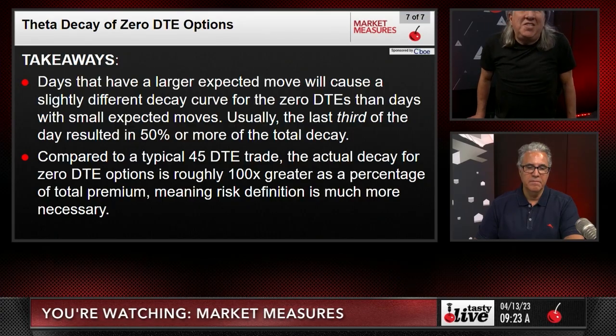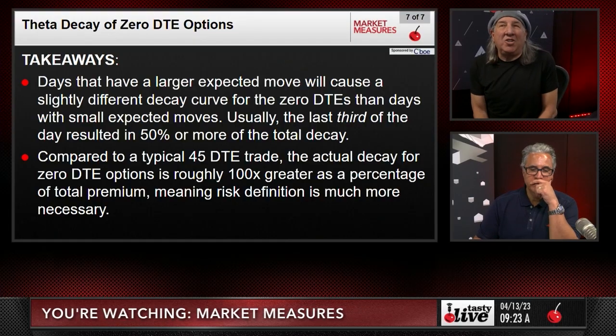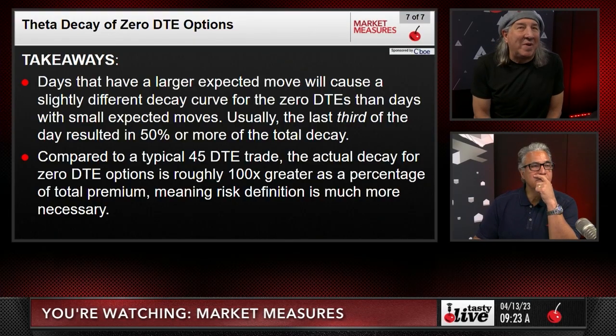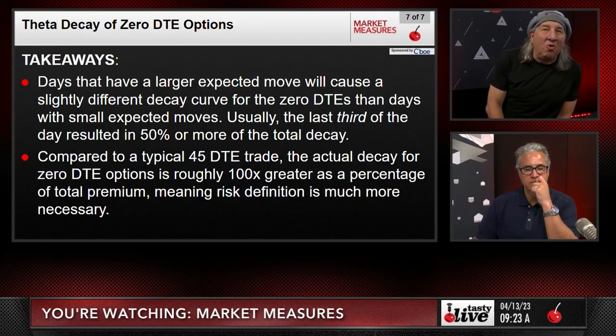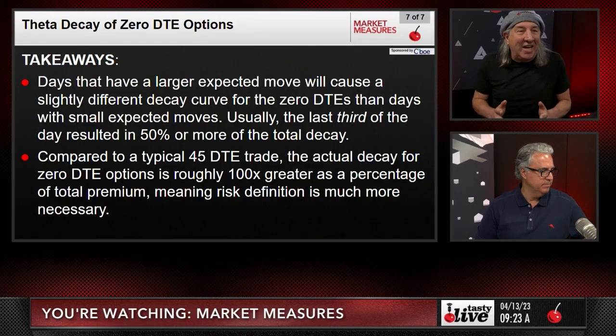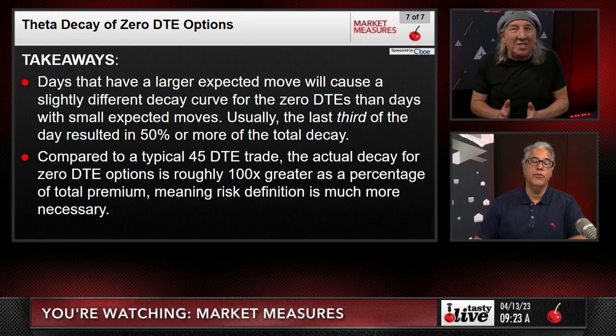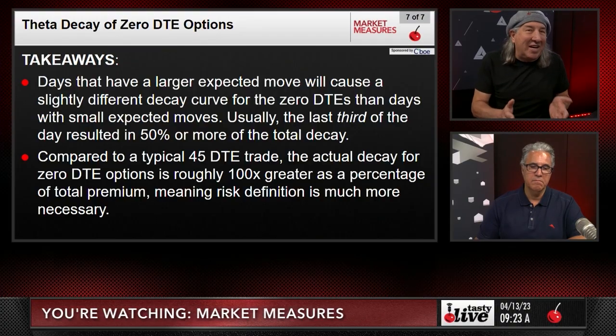So, days that have a larger expected move will cause a slightly different decay curve for 0 DTEs than days with a smaller expected move. Usually the last third of the day resulted in 50% or more of the total decay. So when anybody asks you about 0 DTE options, that's the single most important takeaway here: the last third of the day is about 50% of their total decay. The other ones are divided between the first and second hour.